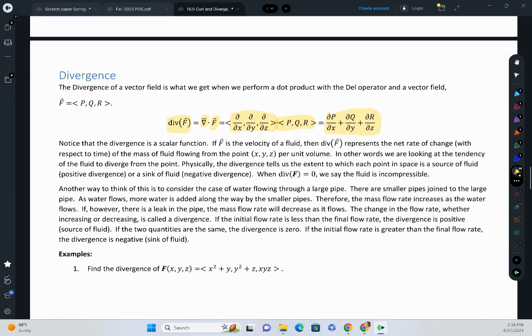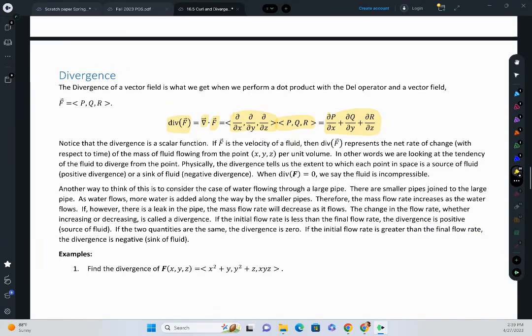If the initial flow rate is less than the final flow rate, right? So in the beginning, your flow rate is low, and then at the end, you have much higher flow, then the divergence is positive. That means there was a source of fluid. If the two quantities are the same, in other words, right before the point and right after the point, there was no change whatsoever, that means there was no source, there was no sink, we didn't lose any fluid, we didn't gain any fluid, the divergence is zero.